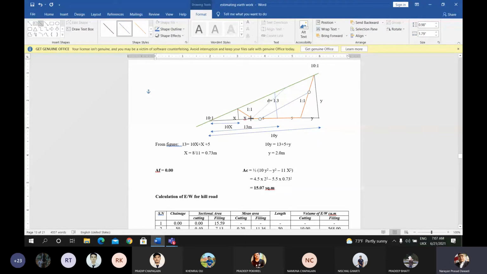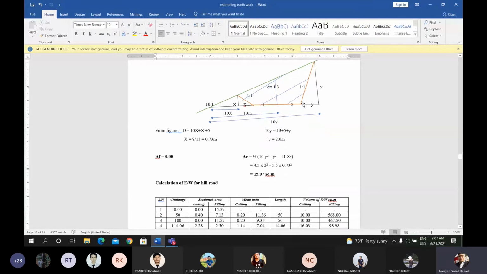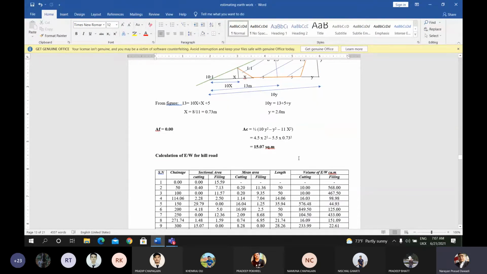We don't need another section. We need the area of this section. This is the area of cutting section. Okay. You can calculate the cutting area of 15.07 square meter.